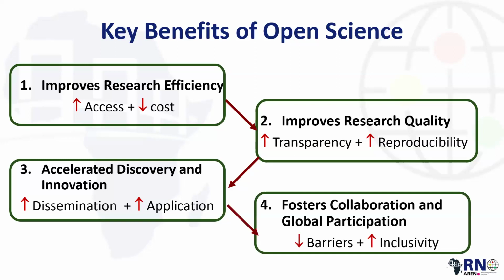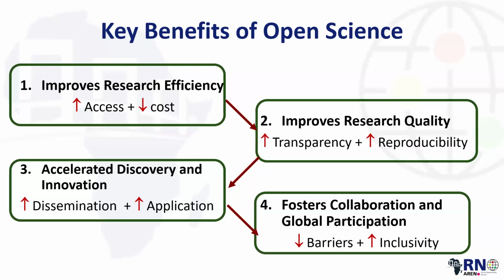And the final benefit we are going to talk about is collaboration and participation. Although collaboration and participation exist globally, there are still barriers. Like we earlier stated, there are people or groups that are marginalized, regions, and disciplines that are overlooked when it comes to global collaboration and participation. But what open science seeks is to remove these barriers.